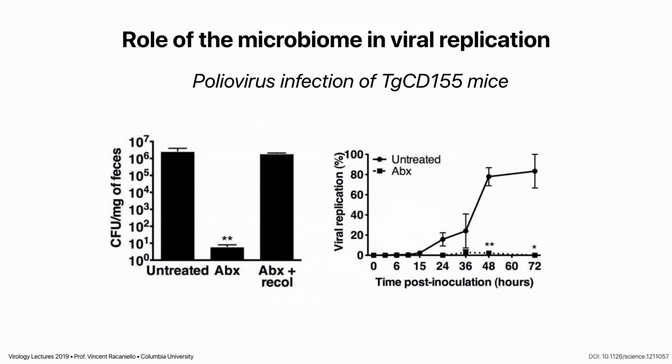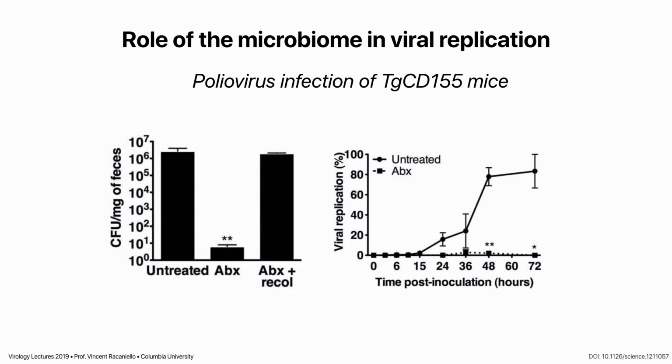But this can have an influence. So here's an experiment in mice. You have poliovirus receptor transgenic mice, and when you infect them, the virus replicates. So here we have untreated mice viral replication. After oral inoculation, the virus replicates well. So we're not looking at paralysis, just virus replication.